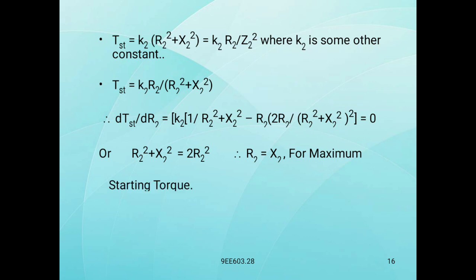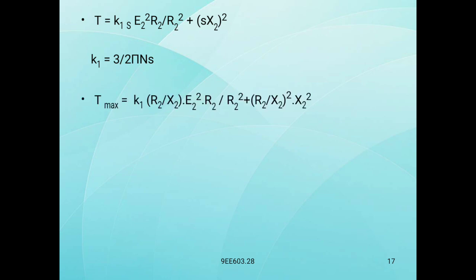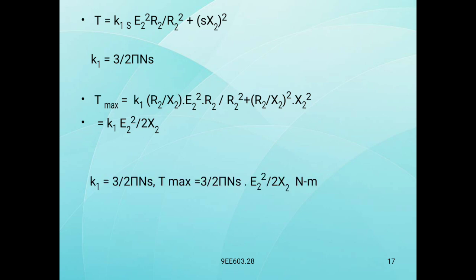Now the starting torque T is equal to K1 s E2 square R2 by R2 square plus sX2 whole square, where K1 is equal to 3 by 2 pi Ns. T maximum is equal to K1 E2 square R2 by R2 square plus X2 square, and that is equal to K1 E2 square by 2 X2, with K1 equal to 3 by 2 pi Ns. So T maximum is equal to 3 by 2 pi Ns into E2 square by 2 X2 Newton meter.